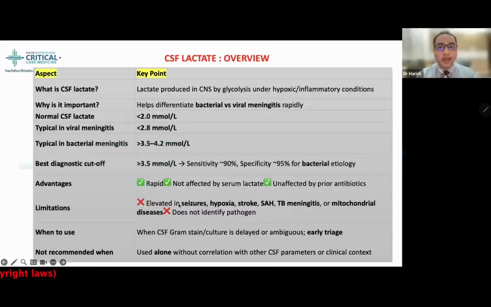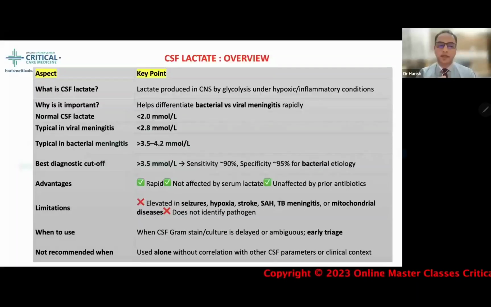Limitation: it can be elevated if the patient has severe hypoxia, stroke, subarachnoid bleed, TB meningitis, convulsion, or a mitochondrial disease. Okay. So it does not identify the pathogen, so you need to exclude the other reasons for raised CSF lactate.